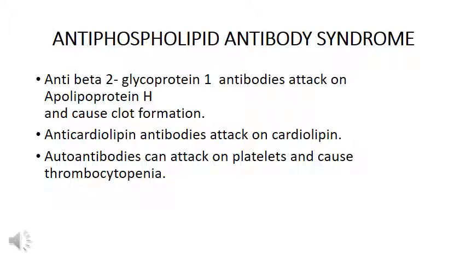Another important example is anticardiolipin antibodies. Anticardiolipin antibodies are also a type of antiphospholipid antibody. They attack cardiolipin. Cardiolipin is a phospholipid which is mostly present in the mitochondrial membrane. So an attack on cardiolipin can damage the mitochondrial membrane, and ultimately it can cause severe damage to the cell. Autoantibodies can also attack platelets and cause thrombocytopenia. You have already studied that thrombocytopenia is a decrease in platelet count.